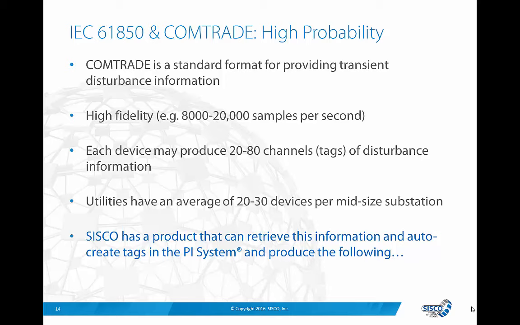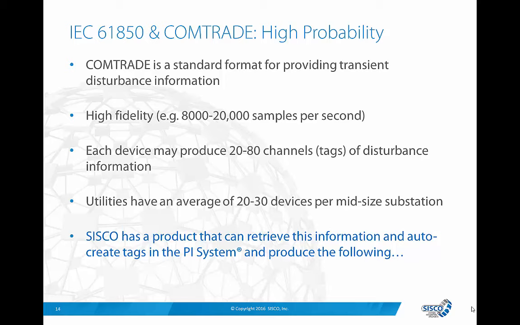When you're dealing with a 61850 device, there's a high probability that it has transient disturbance capture capability known as COMTRADE in it. COMTRADE is a standard format for providing transient disturbance information. It's very high fidelity. It's 8,000 to 20,000 samples per second. Each file or disturbance typically contains 8 to 20 channels, think tags, of disturbance information. In a mid-sized substation, there's typically 20 to 30 devices.